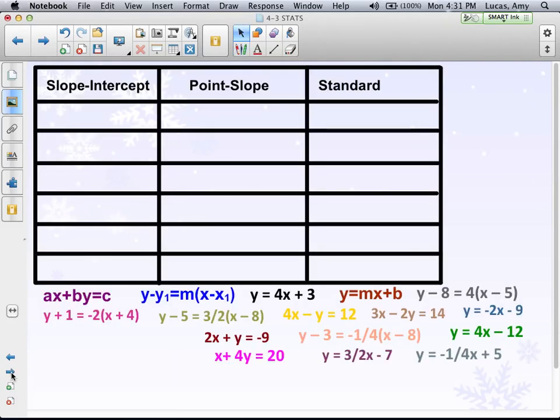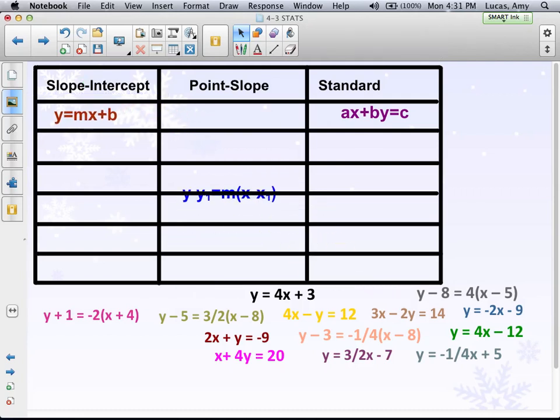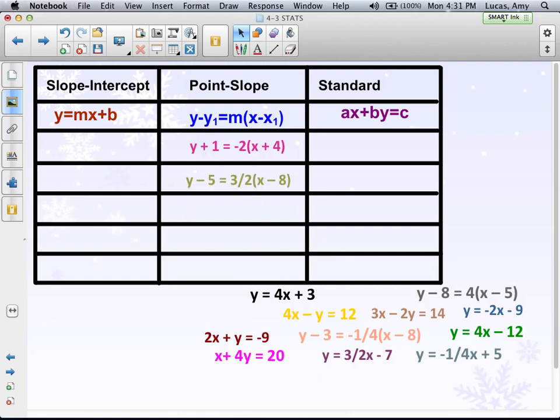This is a click and drag that reviews standard form, slope-intercept form, and point-slope form. So if you could do this at home, it would be nice, but you cannot. So this one is point-slope form. So is this one, and this one, and this one.